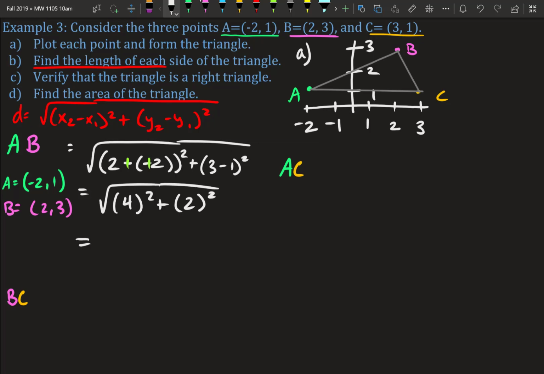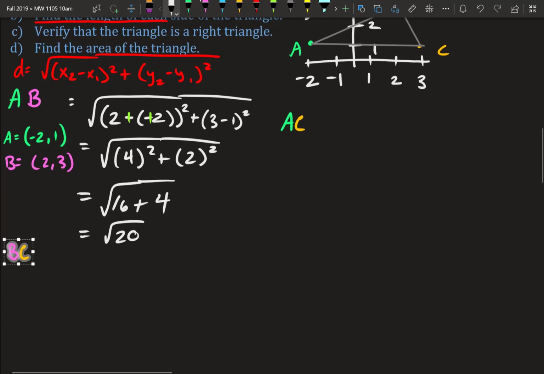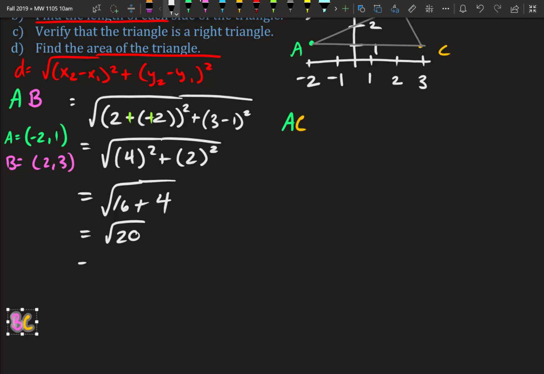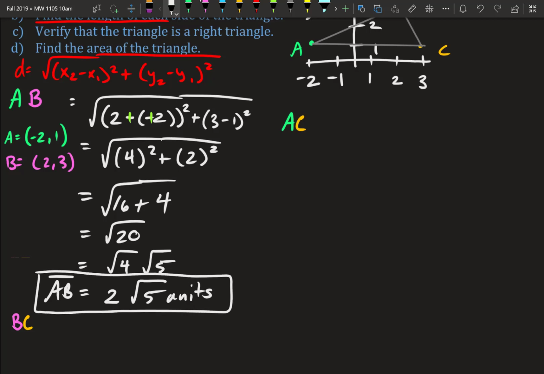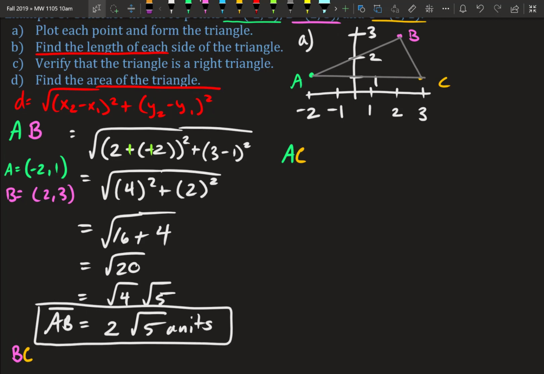So we have this 4 squared, which is 16. 2 squared is 4. 16 plus 4 is 20. We can simplify that down a little bit, into square root of 5 times square root of 4, because 4 times 5 is 20, and 4 is a perfect square. So the square root of 4 is 2, times square root of 5. So the distance, actually we don't put distance there, we put AB. The distance between A and B is 2 square root of 5 units. That's what part B is asking us to do, is find the length. That's why we boxed that length.